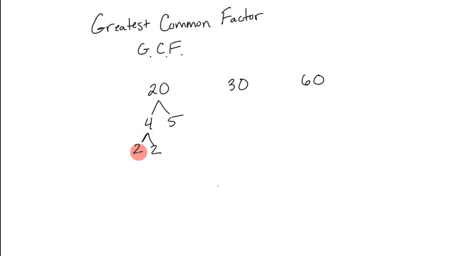So what this is saying is that 2 times 2 times 5 is 20, and that's true. So we're just looking at the ends of the branches. Same thing here, it doesn't matter how you break it down as long as you break it down correctly. 3 times 2 times 5 is 30.